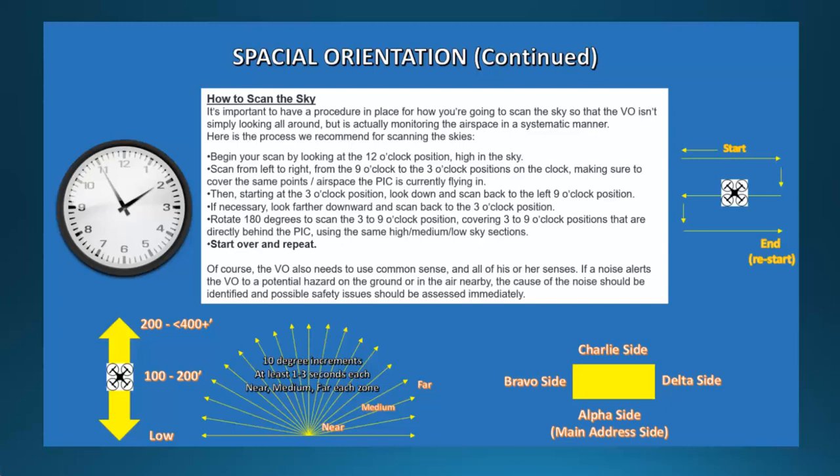Of course, the VO also needs to use common sense and all of his or her senses. If a noise alerts the VO to a potential hazard on the ground or in the air nearby, the cause of the noise should be identified, and possible safety issues should be examined at that time. So what this means is you may look away from where you were used to having the drone located, and before you could communicate a problem to the pilot, the drone may have moved. So when you look back, you may not be able to see it temporarily.